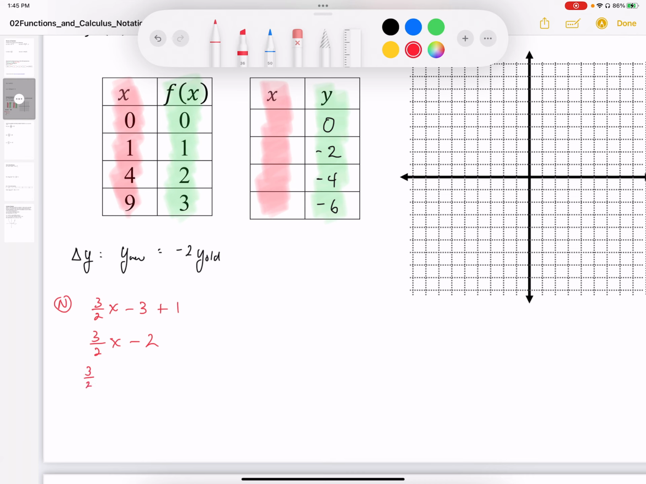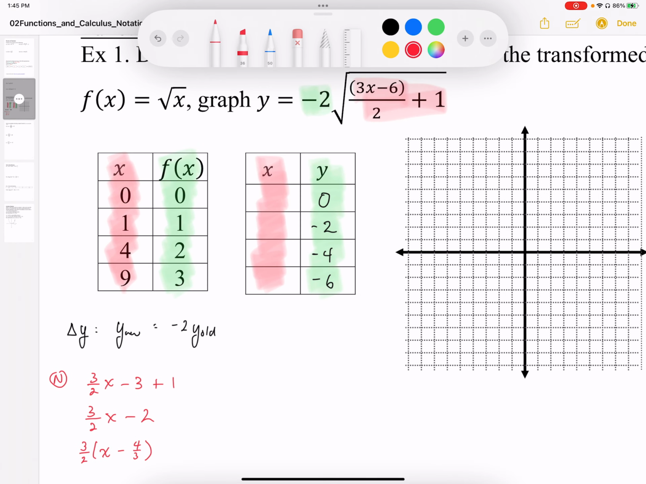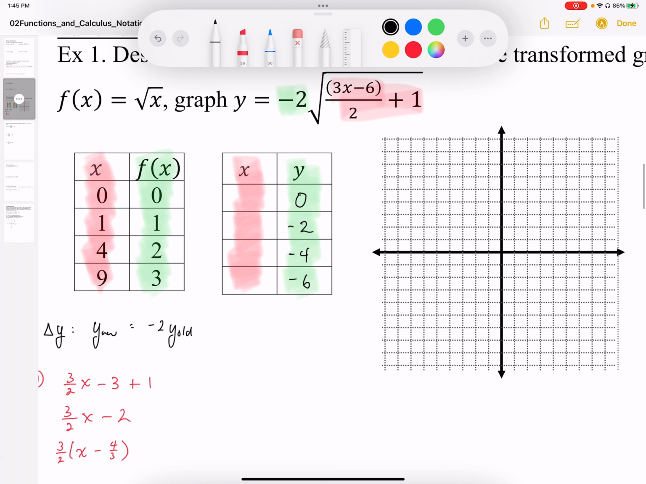So 3 over 2x. And when I factor this out, I'm going to end up with dividing by 3 over 2 or multiplying by 2 over 3. And I'm going to end up as 4 over 3. Okay, so when I describe this transformation, I'm going to rewrite this, it's going to be equivalent to -2 square root, and then we can write that expression in factored form on the inside.